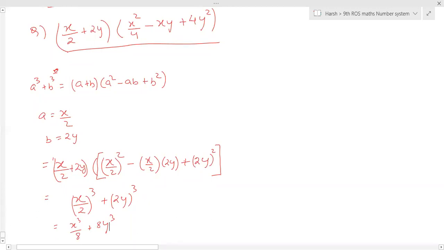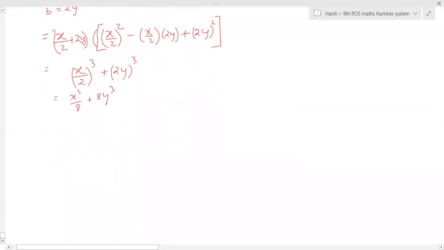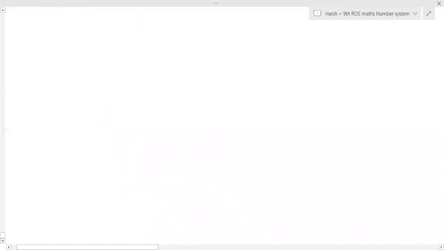Yes, sir. One more question I will solve, or you solve this question. Very easy question. I'm putting it: 1 plus 64x cube. Quick answer. Raise your hand. Very easy question.